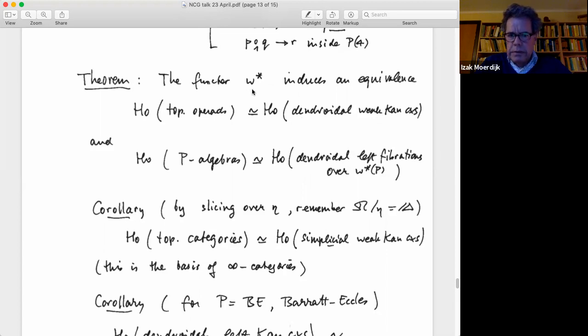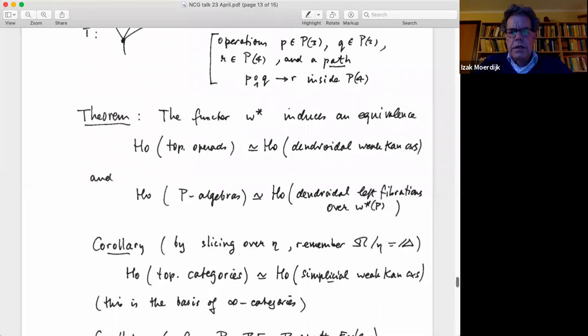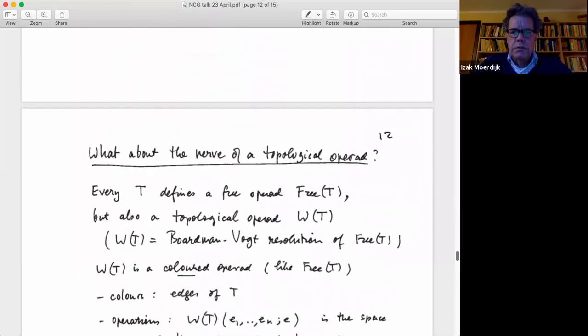So this is a little bit analogous to the singular complex that I just showed you. It has a left adjoint, which is a little like the realization. So that's the realization of a dendroidal set as a topological operad. And the situation is very similar here. There's a Quillen adjunction.